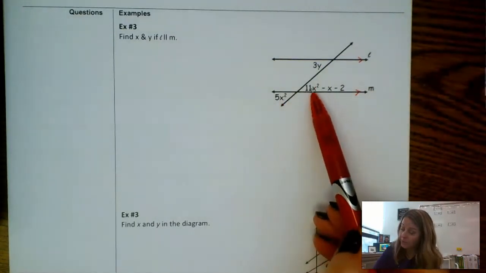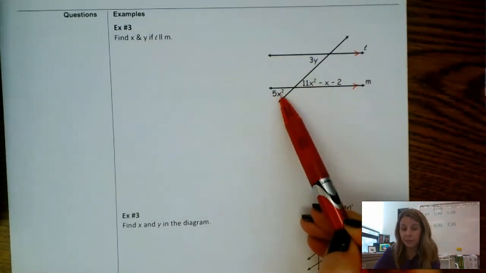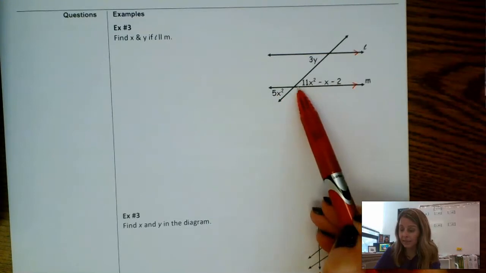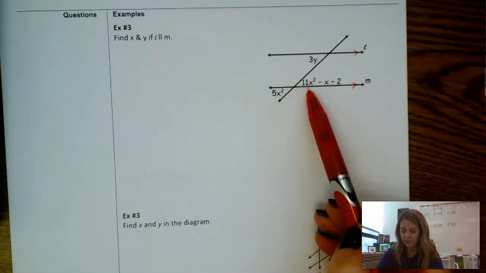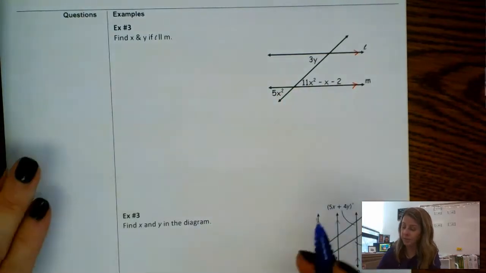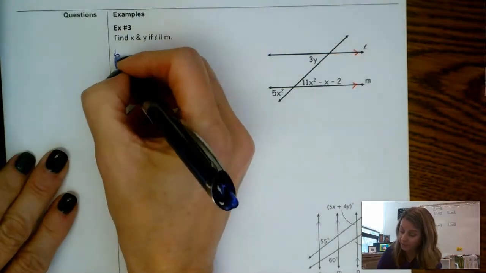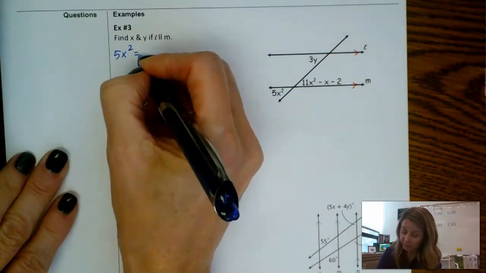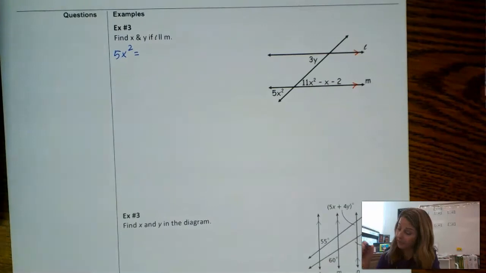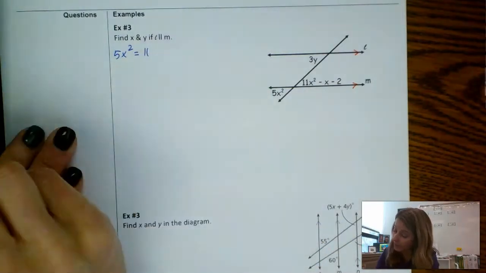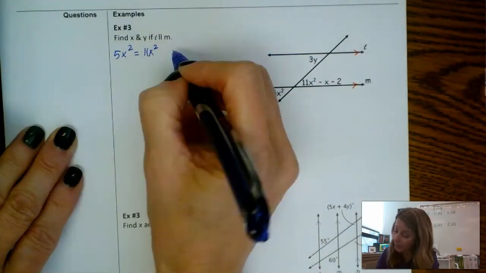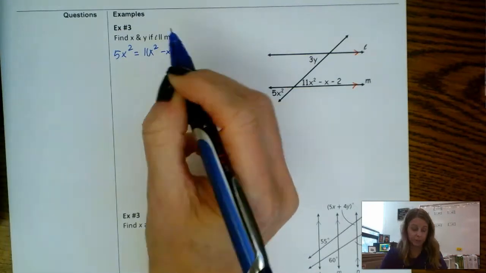But notice your vertical angles. These are equal, and they both have x's in them. So I'm going to probably start here. I don't have to start there, but I think that's what I'm going to do. So I'm going to set up my vertical angles. So I've got 5x squared equals 11x squared minus x minus 2.